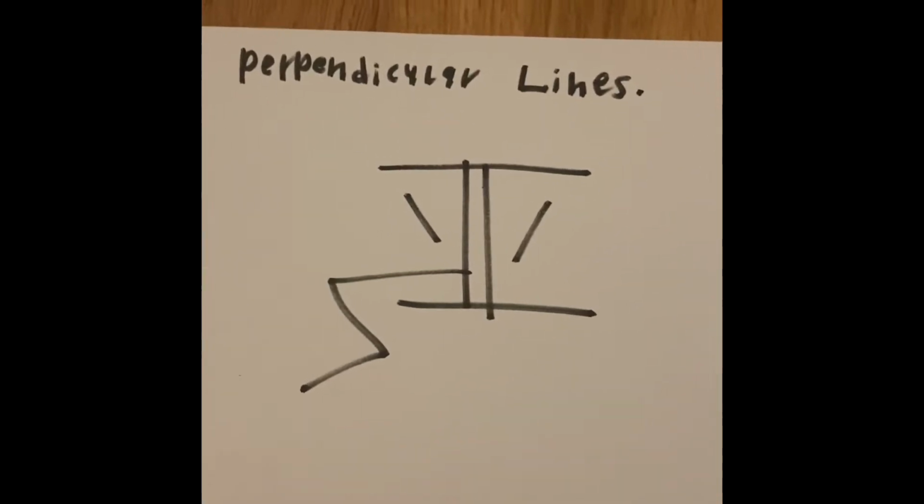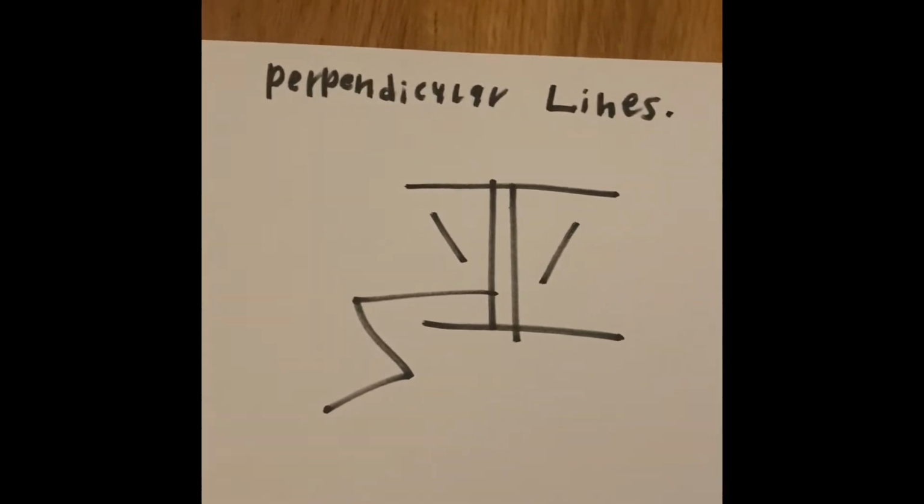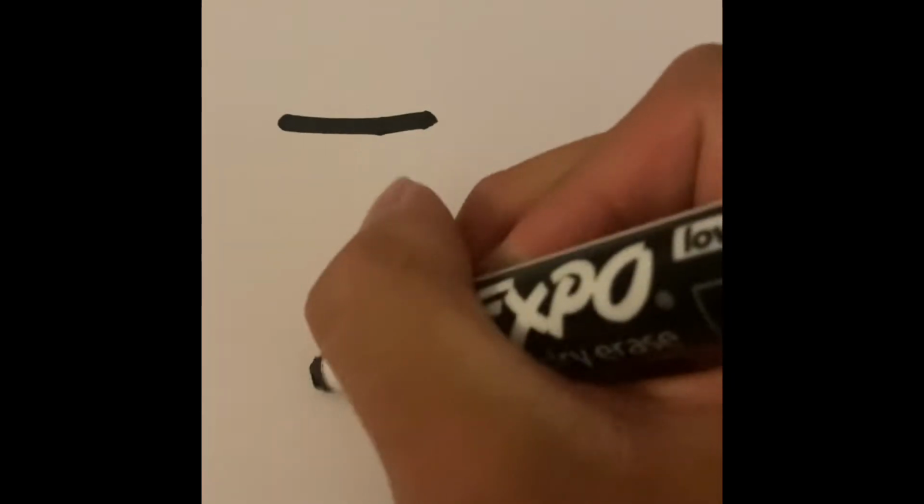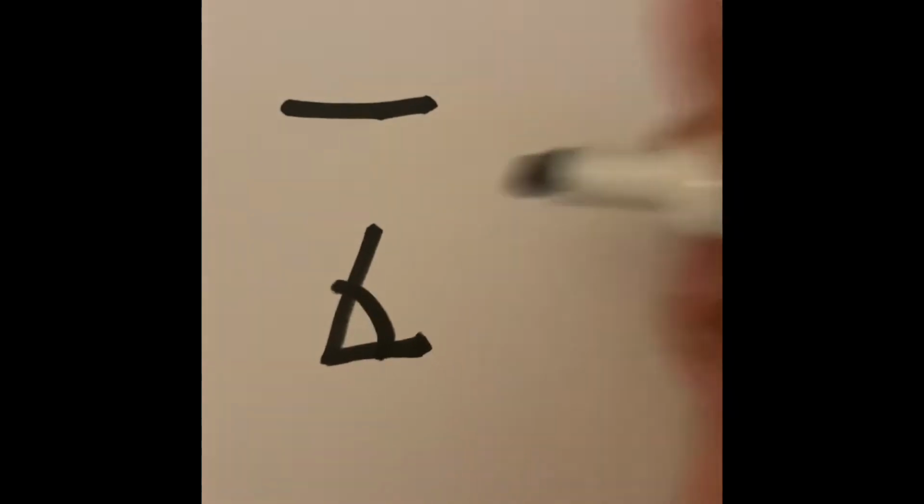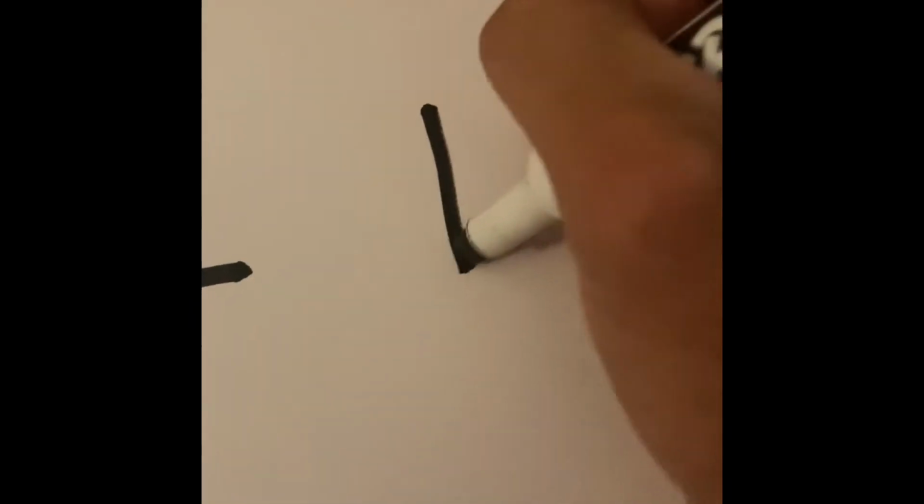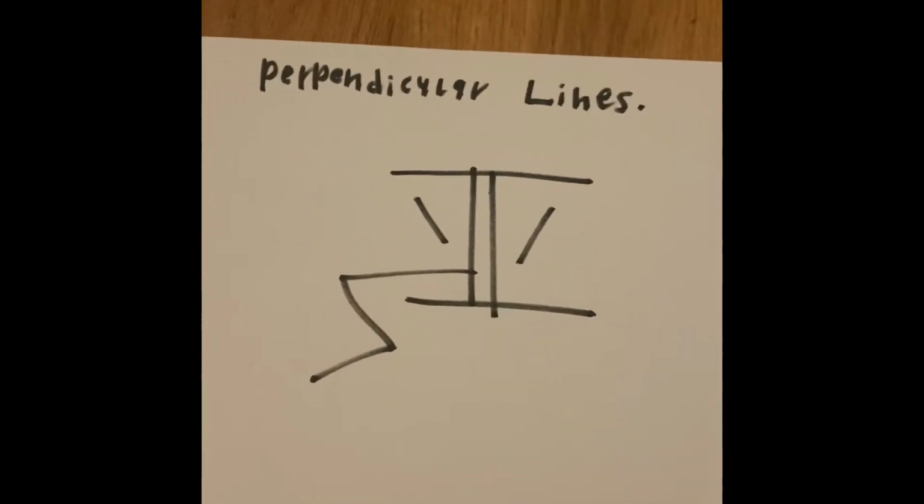In the past few videos for geometry, we've been learning a lot about segments and angles. We've also been learning about acute angles, obtuse angles, right angles, and a lot more. But what are perpendicular lines?